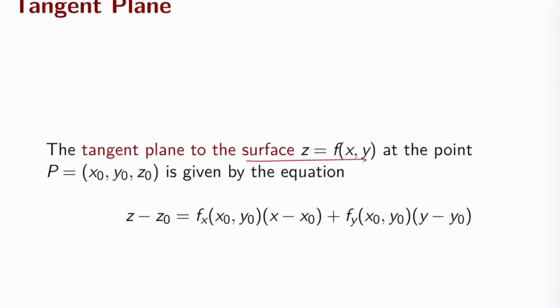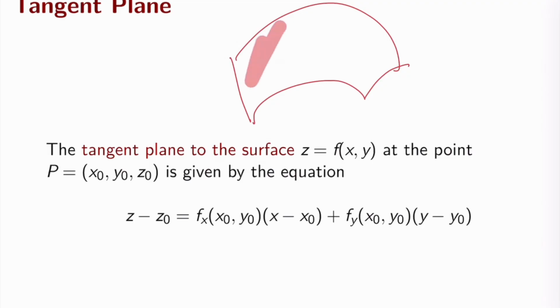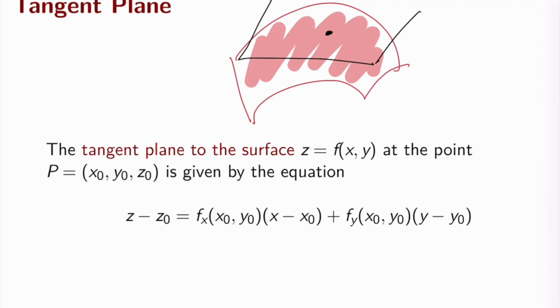Given a surface like this, we can calculate the tangent plane at a point in the surface. So the tangent plane is going to be given, if we have that this point here is the point x0, y0, z0, by this equation.